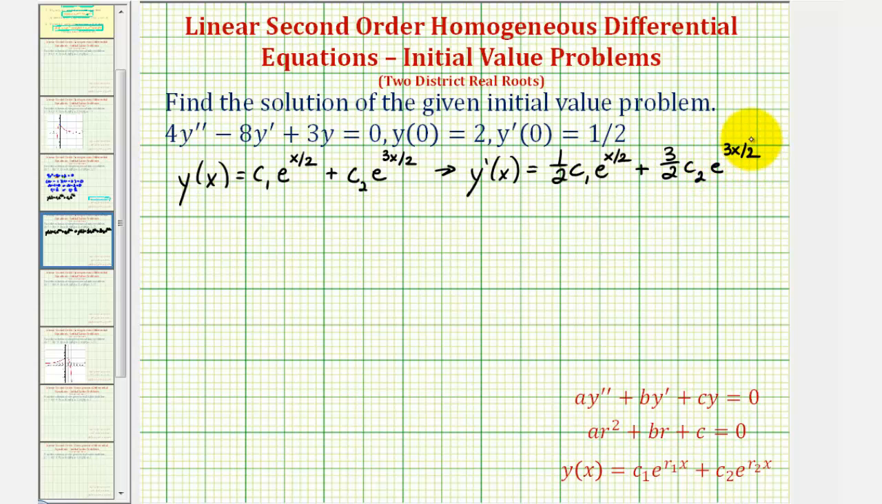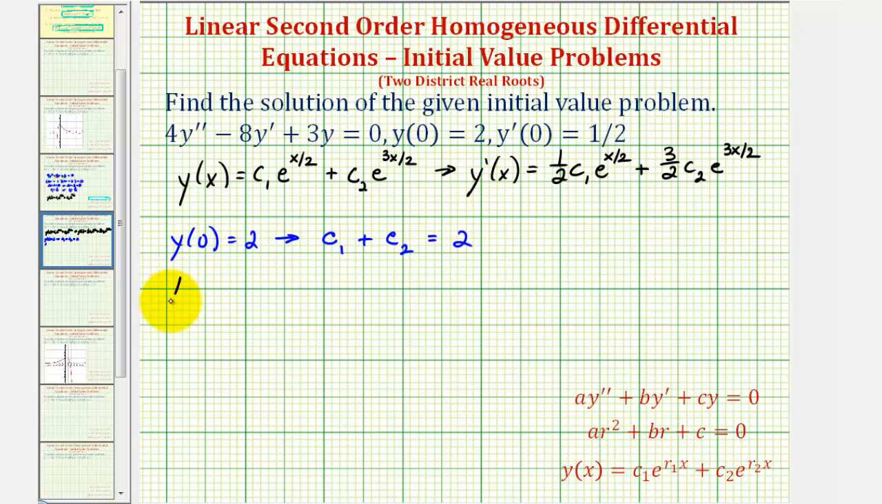Now since we know that y of 0 equals 2, we'll substitute 0 for x into y of x and know the function value must be 2. So if x equals 0, we would have c sub 1 times e to the 0, but e to the 0 is equal to 1, so we'd have c sub 1 plus c sub 2 times e to the 0, which is just c sub 2, must equal 2.